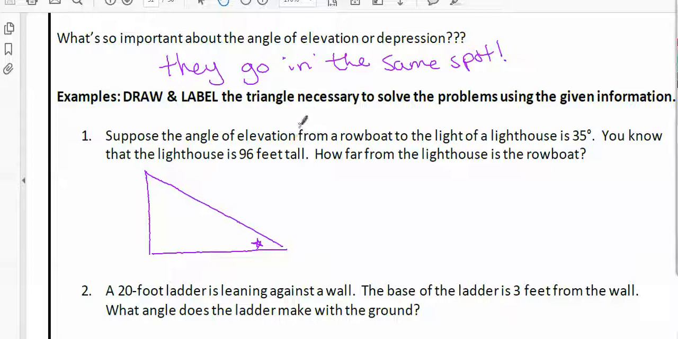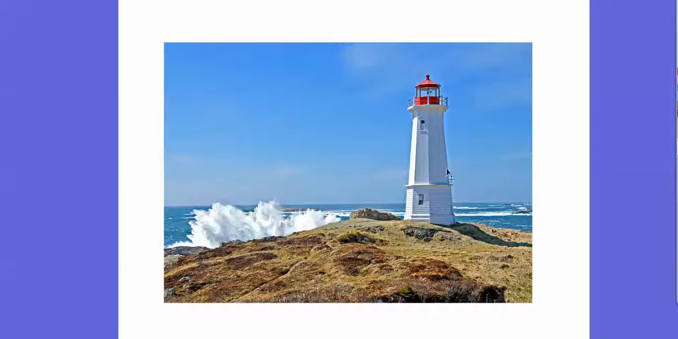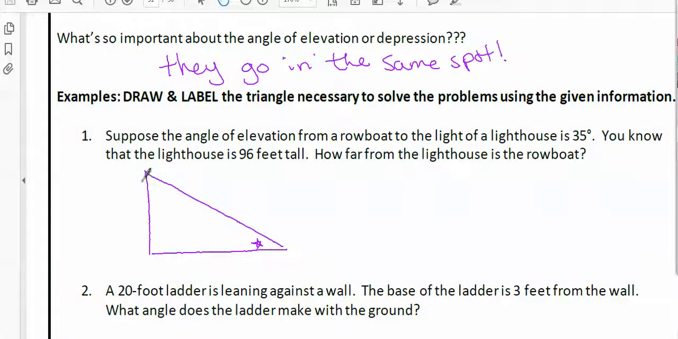Suppose an angle of elevation from a rowboat to the light of a lighthouse is 35 degrees. Well, let's look at a lighthouse for a second. This is a picture of a lighthouse. Now, notice that it stands straight up and down. So, if I go back to my drawing, the lighthouse would have to be right here. And of course, I'm not the best drawer, so I just put light in a little house. And it says that it's 96 feet tall. And it says, how far is the lighthouse from the rowboat?